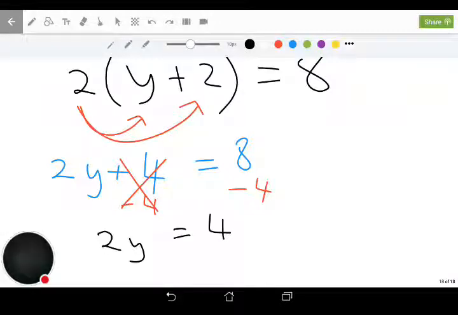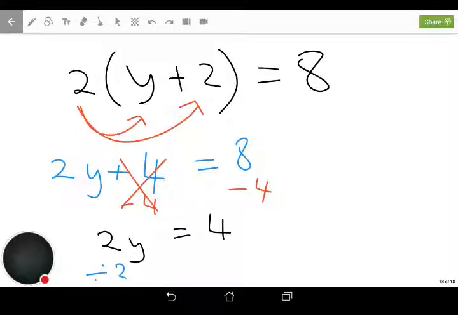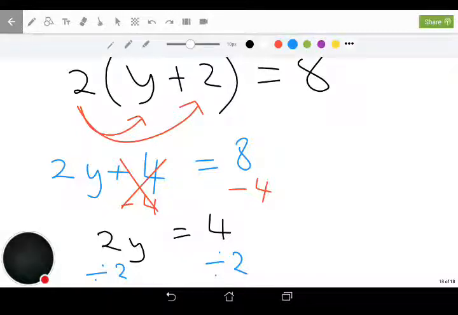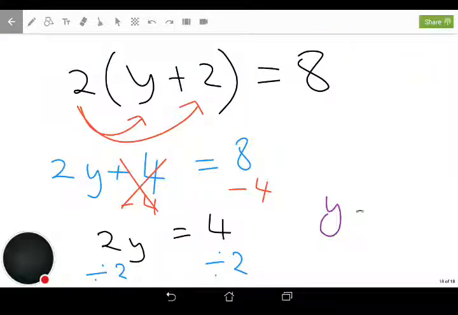Now to get y on its own, we do the opposite of 2 times y, which is divide by 2. We need to make sure we divide by 2 on both sides. 4 divided by 2 leaves us with 2, and 2 divided by 2 leaves you with 1, which is just y. So the answer would be y equals 2. So again, just remember, it's not much different. If there's brackets involved and you need to solve an equation, expand your brackets first and just solve the equation in the way that you usually would, using the inverse operations.